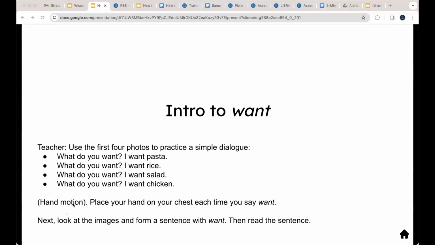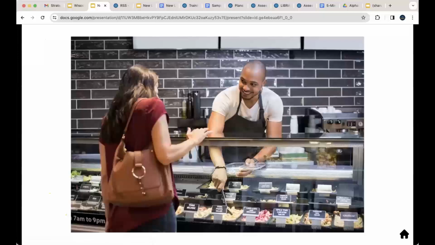So the hand motion that's suggested for the word want is to place your hand on your chest. So imagine that I'm showing that to students. I'm going to place my hand on my chest each time I say the word want. So for this first photo, I'm going to teach the students a simple dialogue where I'll say, what do you want? Everybody repeat, what do you want? Okay, and then I'll place my hand on my chest when I say the word want. I want pasta. Okay, so the whole class is going to repeat that simple dialogue.